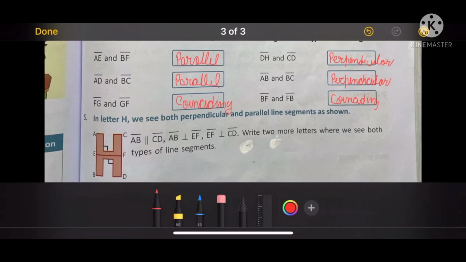So I think now from this video it is clear, you know about the different types of lines. Okay, so in the next chapter we are going to discuss what is meant by a polygon.